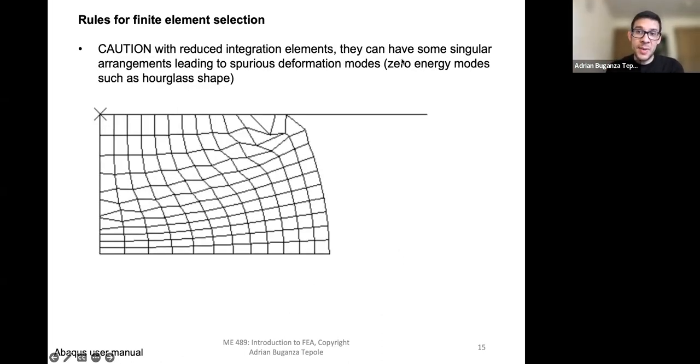Caution with reduced integration elements, they can have some similarities. We have seen this before, the hourglass shape or the zero energy modes. So when you see something like this, like the hourglass shape, in this region right here, that means that probably you are triggering some of these zero energy modes. So you just have to be careful with that. I've shown some of the examples before as well.